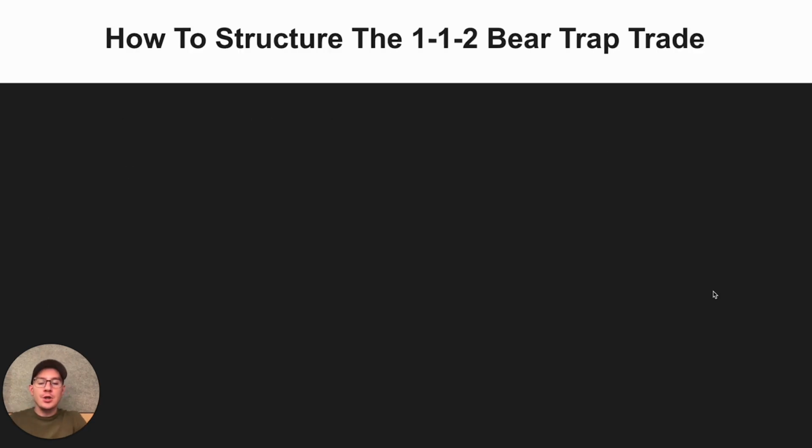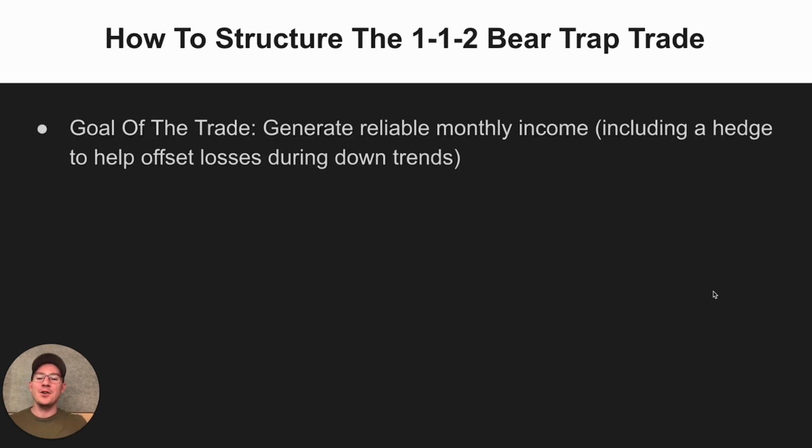How do we structure the 112 trade to actually make us money? Okay. So first off, we need to understand, what is the goal of this trade? Okay, the goal of this trade is to generate reliable monthly income, ideally through theta decay, but we're also including a hedge to help us offset losses during downtrends.